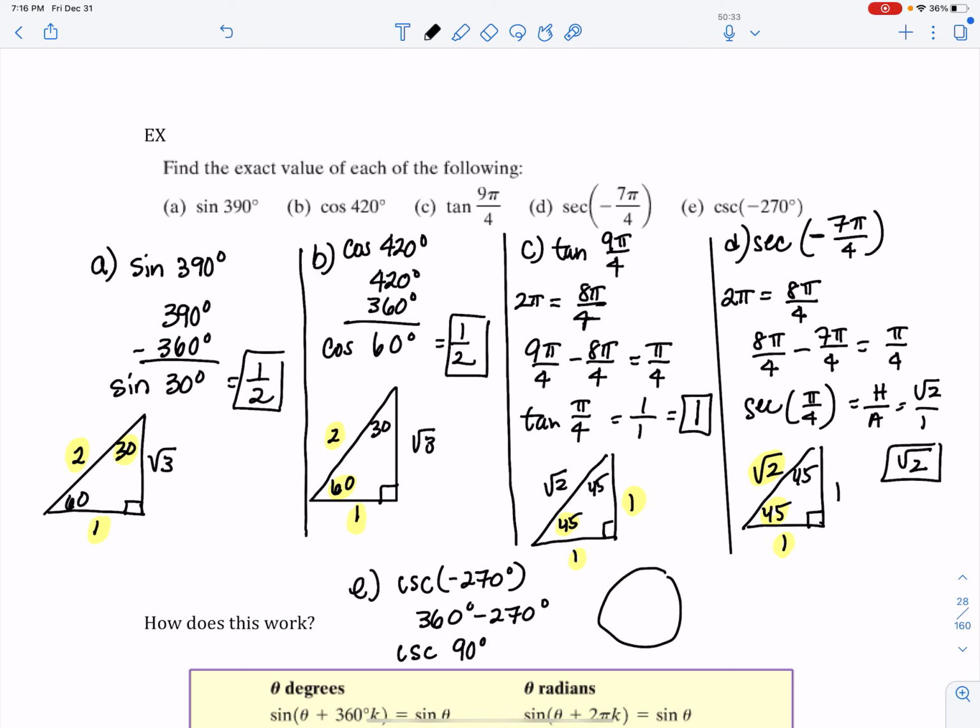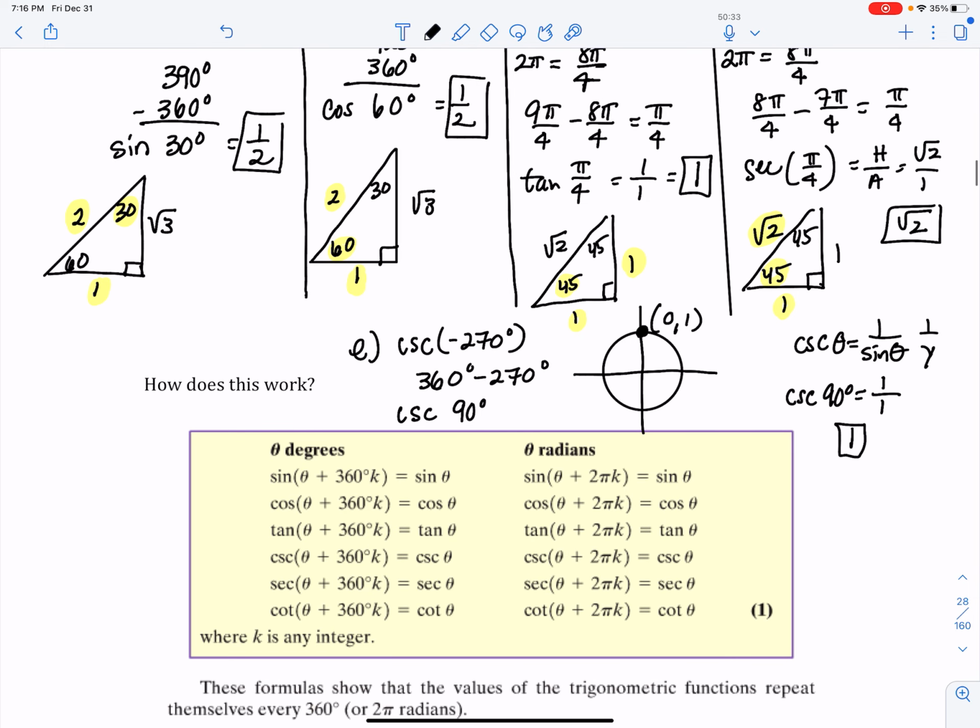Now remember, on the unit circle, 90 degrees is right here, and that value is 0, 1. So cosecant, remember, is the reciprocal of sine. So I'm actually looking for 1 over my sine value. Remember, sine is y. So I'm looking for cosecant of 90 degrees. I'm going to get 1 over my y value, which is 1. So the answer is going to be 1.